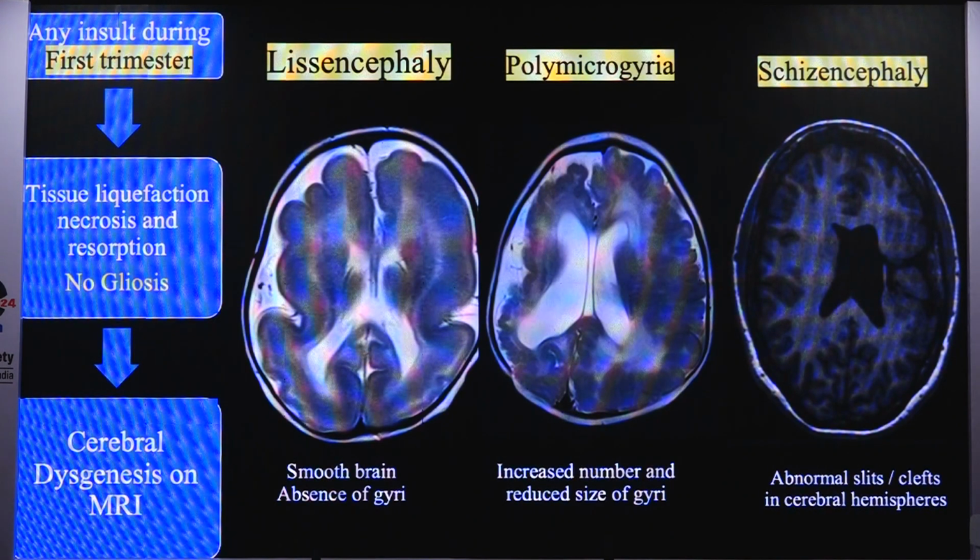So any insult during the first trimester will cause tissue liquefaction, necrosis and resorption, but they will heal without gliosis. So cerebral dysgenesis is seen on MRI in an insult which is occurring in the first trimester. You can get lissencephaly where there is smooth brain and absence of gyri, or you can get polymicrogyria where there is increased number and reduced size of gyri, or you can have schizencephaly where there are abnormal clefts in the cerebral hemispheres.